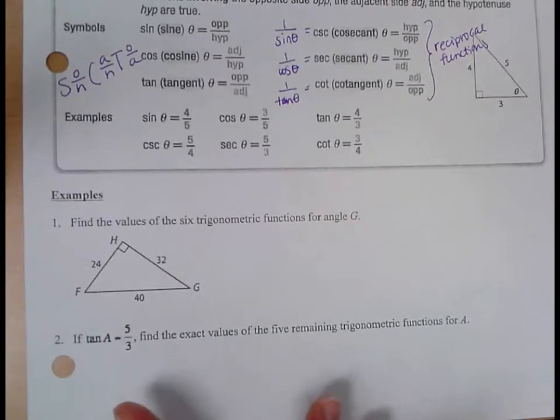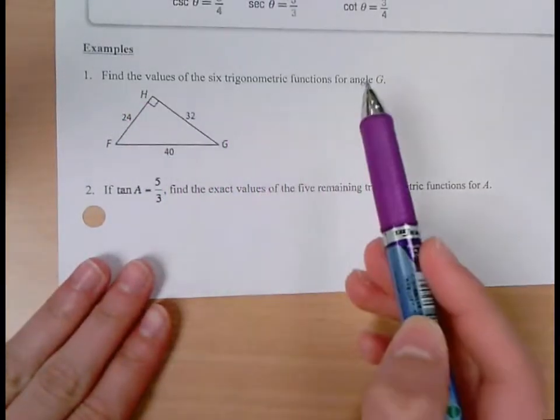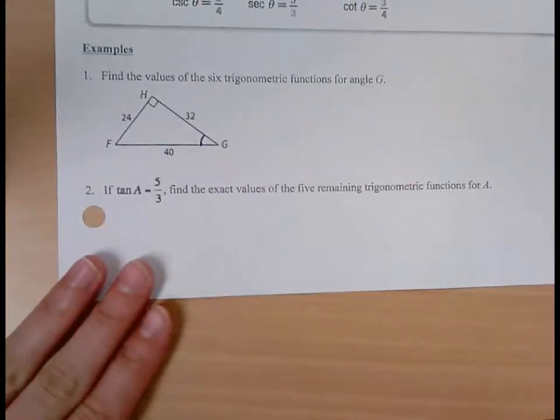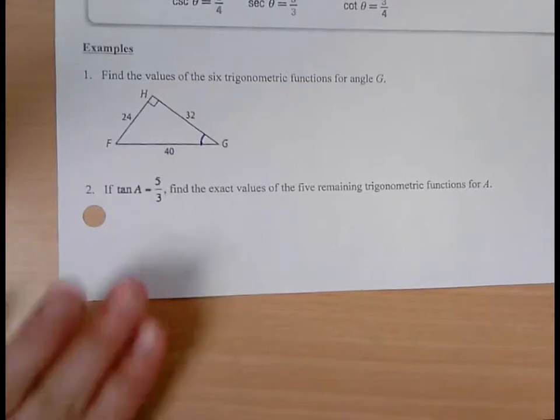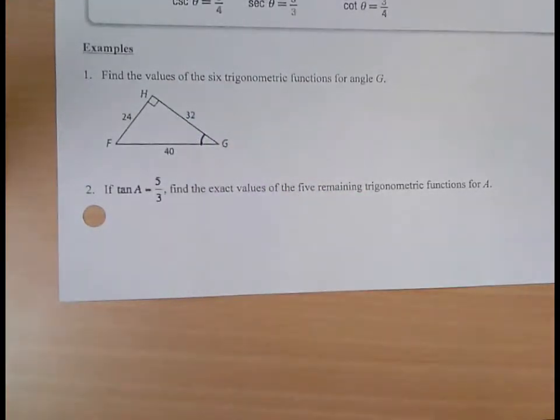So I have the first 3 examples, actually the first 2 on the front page and the top example on the next page, finding the values of the 6 trig functions for some acute angle. In example 1, it says find the values of the 6 trig functions for angle G. So I'm just going to draw in that angle. That's the angle we're focusing on. This is what I would recommend if you have the triangle already drawn: if it helps, label which side is your opposite, adjacent, and then your hypotenuse.